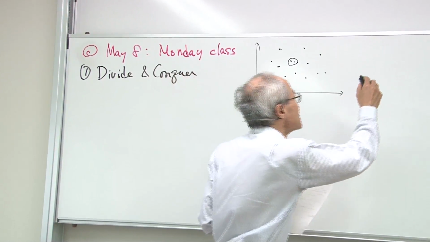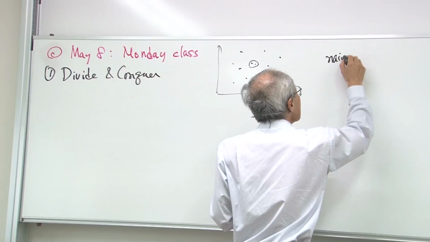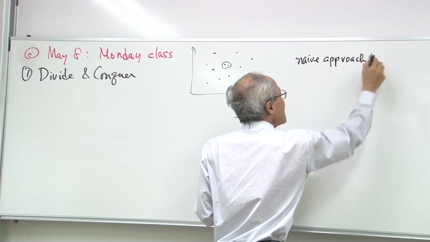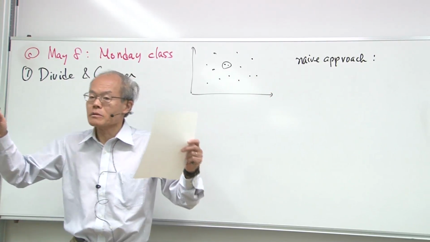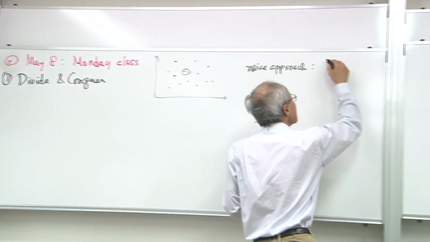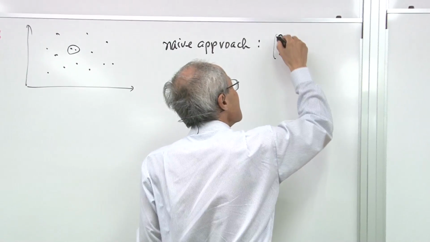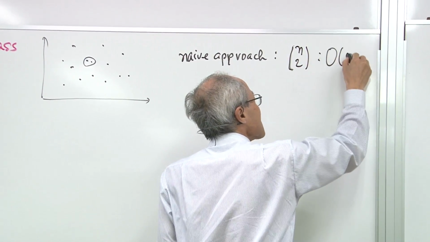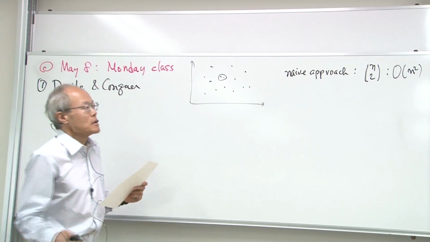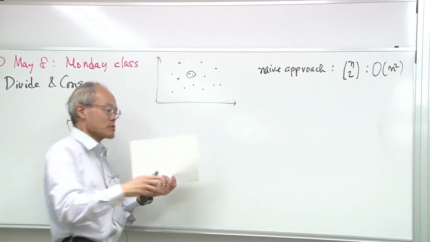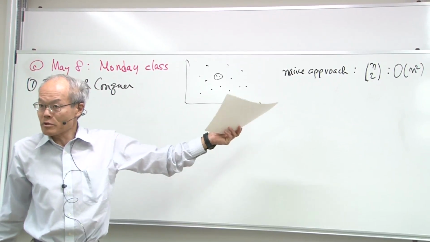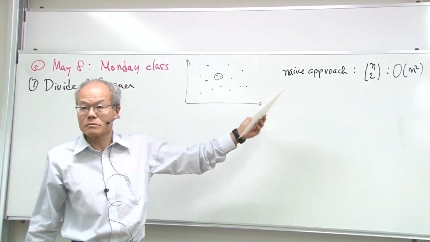Okay, the naive approach would be to check all the pairs. That means we need to choose two points, which needs n squared time. This is the naive approach. We just check all possible pairs, then of course we can find the closest pair. This is not a very clever approach, but we need n squared time.